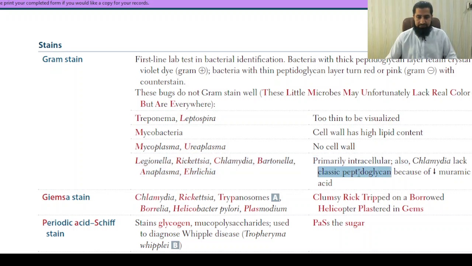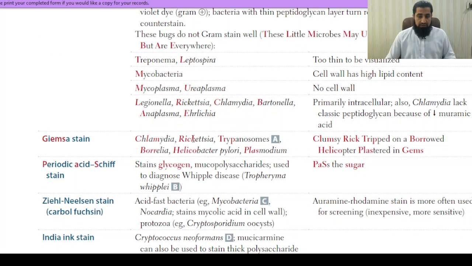Also Chlamydia has a classic peptidoglycan but decreased muramic acid. Giemsa stain is another technique for staining bacterial microbes. It is used to study Chlamydia, Rickettsia, Treponema, Borrelia, Helicobacter pylori, and Plasmodium.